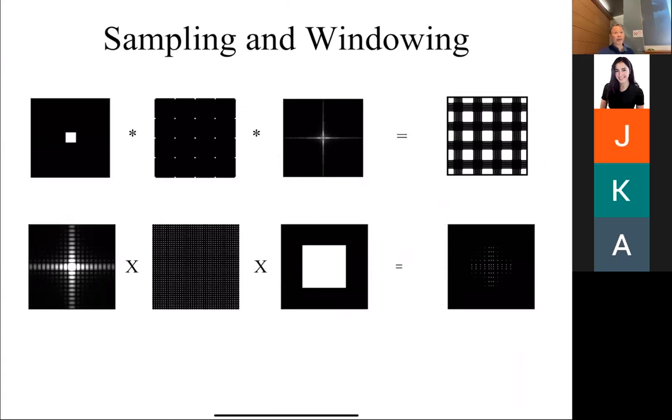So that's it. That's basically what you need to take into account. So basically, sampling in K-space affects your replicas, and you just want to make sure the replicas don't overlap. And then windowing in K-space affects your resolution. Okay. The bigger the window, the better the resolution. Okay.